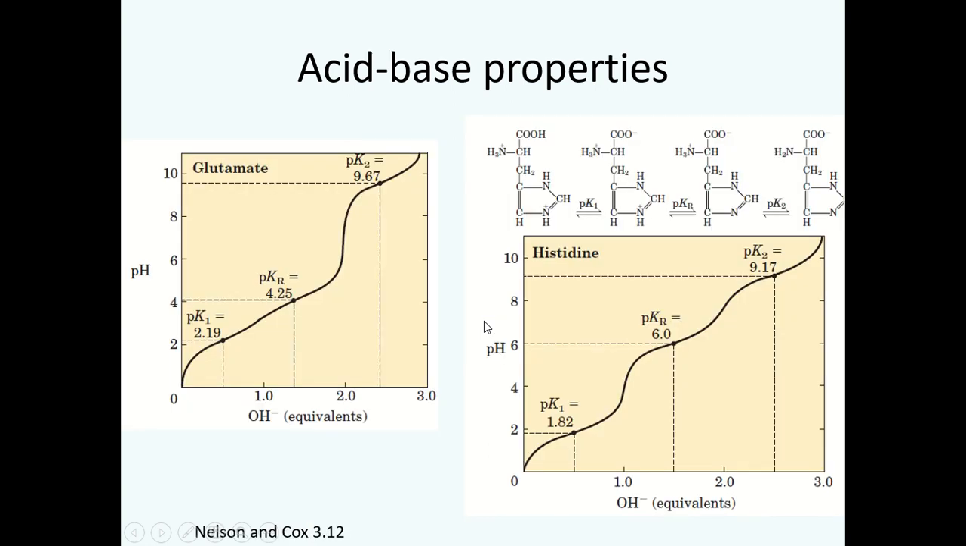Here in this figure, you can see the dissociation curve for glutamate. Glutamate contains two carboxyl groups, one alpha carboxyl, which is represented here, and the second one is the side chain carboxyl. This is the amino group.